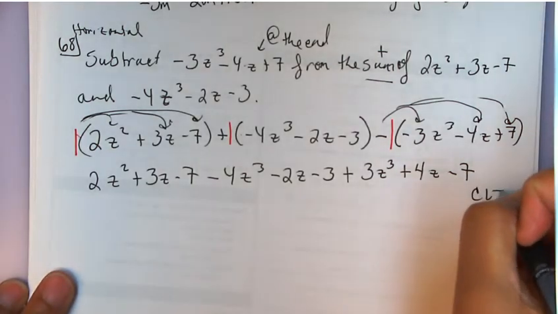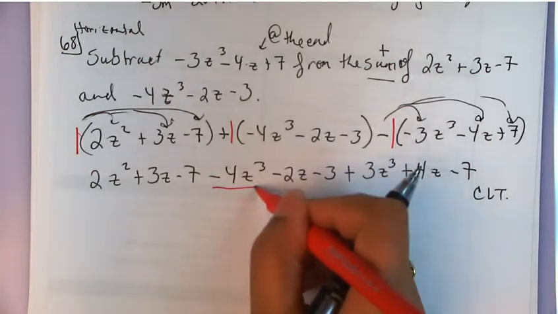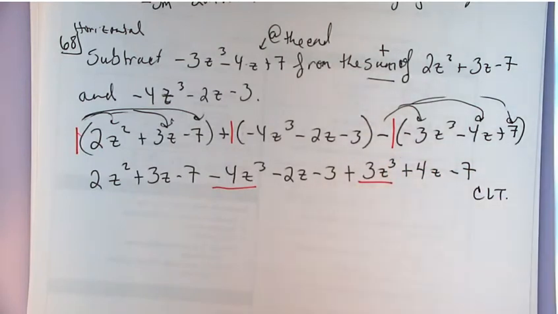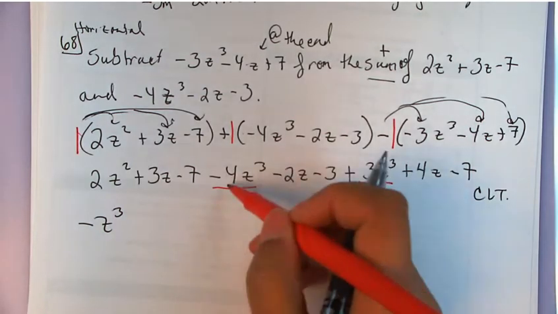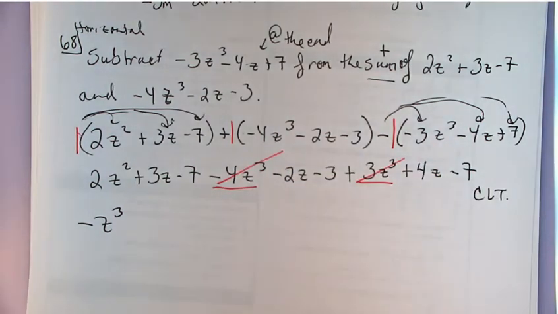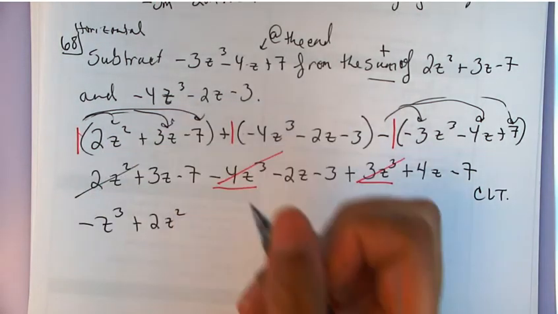If I look, I see my highest power here is cubes. So if I take the negative 4z cubed and a plus 3z cubed, that gives me a negative z cubed. I'm done with that. I'm going to cross it out. Now I'm moving on to the next one. I've got z squared. Well, that's the only one I got, which is plus 2z squared. I don't need to play with that. That's just it.